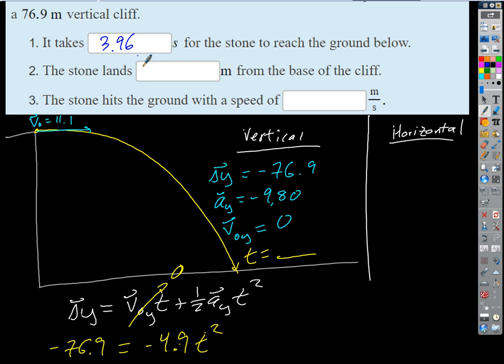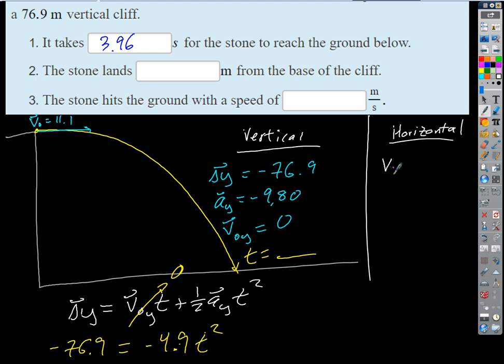That's a horizontal or a vertical question? Horizontal only, right? Because now we know that we can separate vertical and horizontal motion, but the one thing that links both of those together is that it's the same rock. So all the events have to happen at the same time. We know the time at which the rock hits the ground is 3.96, and you have a better number than that, a calculator number that we can use.